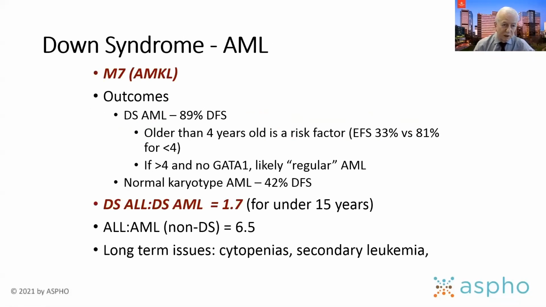The outcomes aren't that bad, even if they do transform into megakaryocytic leukemia, because for Down syndrome, there's nearly a 90% disease-free survival, as long as they're less than 4 years of age, where you see that the event-free survival isn't so good if you're 4 or greater. So for Down syndrome patients, realize that they have a lot more AML than ALL, and the ratio of ALL to AML is around 1.7 for Down syndrome, and for non-Down syndrome patients, 6.5.